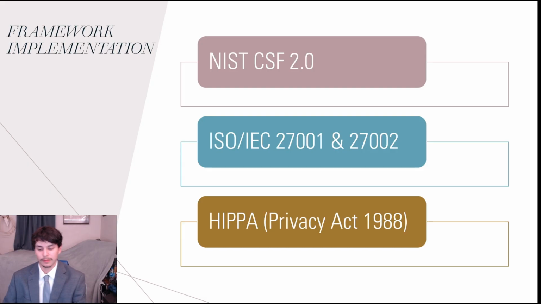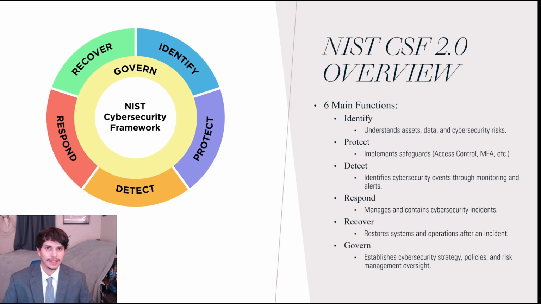First, taking a look at NIST CSF 2.0, they have 6 main functions: identify, which is how we identify our assets; protect, how we're going to protect these assets; detect, detecting when an incident is actually occurring; respond, how do we respond to incidents occurring; and then recover, how we're going to recover, such as backups and such; and then it actually has govern as well, which is our cybersecurity strategy and policies.